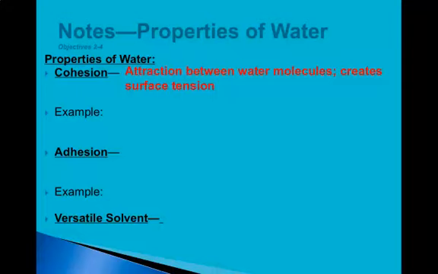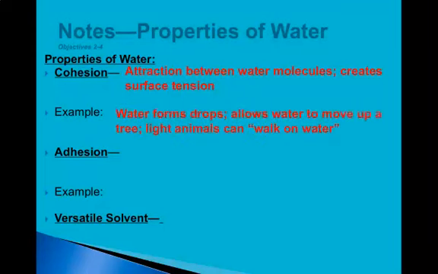Okay, so surface tension is the bubbling that water makes. So, for example, when water forms droplets, that is because of cohesion and the surface tension. This is what also allows water to move up a tree. Okay, so like when it's moving up the tree trunk, being drawn out into the tree, that is because of cohesion.